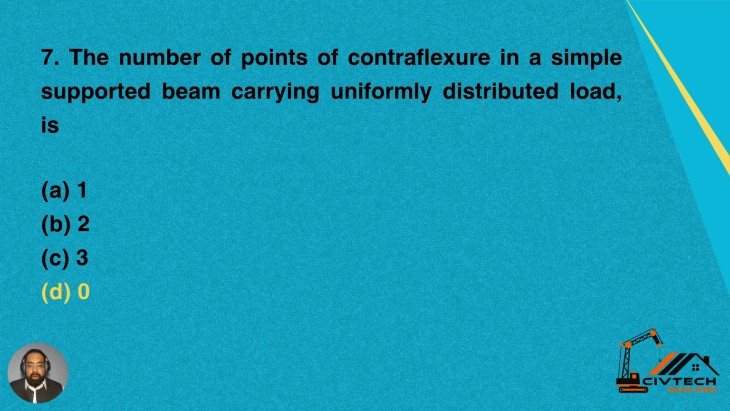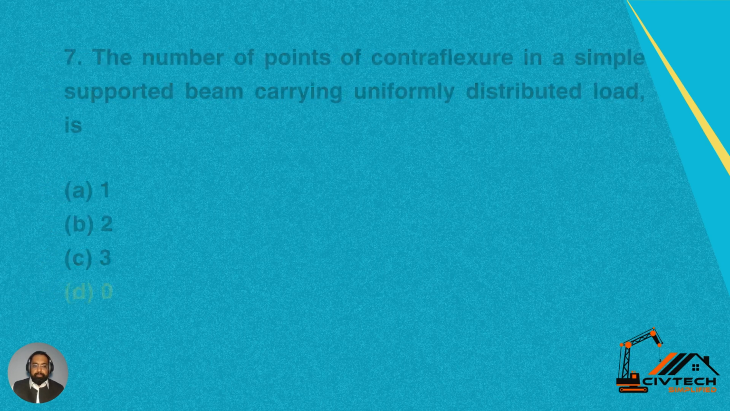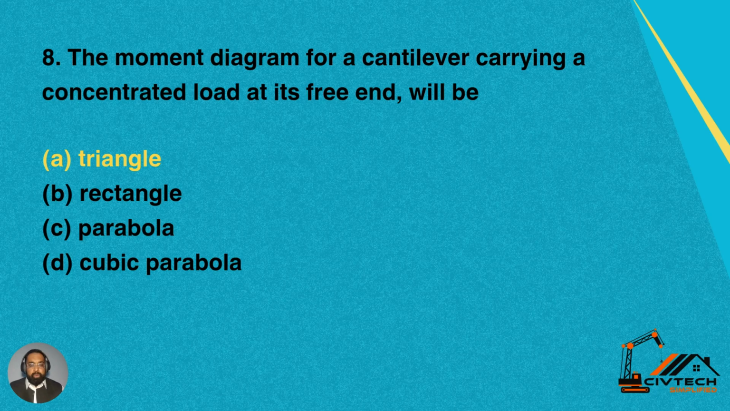Question 7. The number of points of contraflexure in a simply supported beam carrying uniformly distributed load is: option A, 1; option B, 2; option C, 3; option D, 0. The number of points of contraflexure in a simply supported beam carrying uniformly distributed load is 0. Option D is the correct answer.